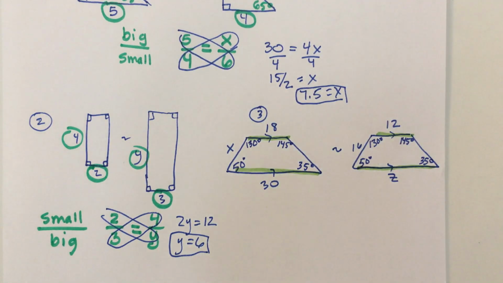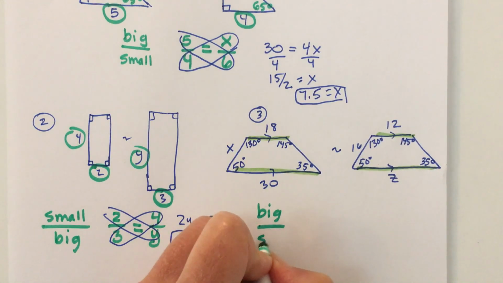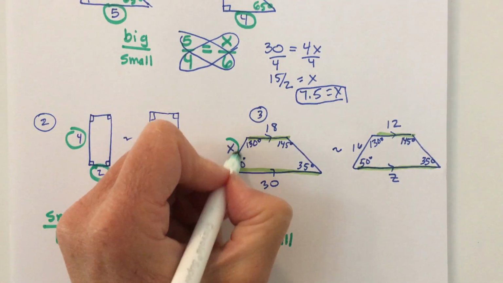Okay, so when you set up your ratio, like I said, it doesn't matter. I usually just do whatever one comes first. So the big one comes first, the small one comes second. Okay. All right, I have quite a few unknowns in this one. Okay, let's go ahead and solve for x first.